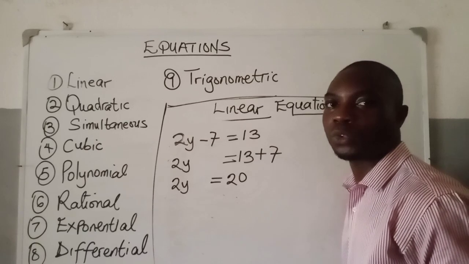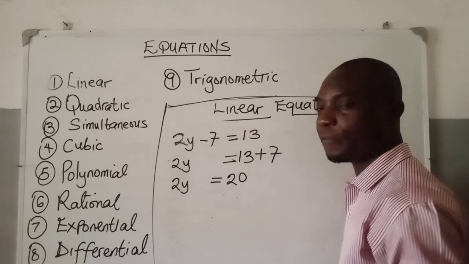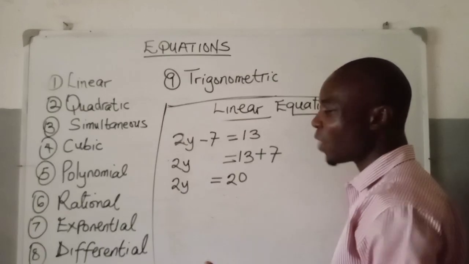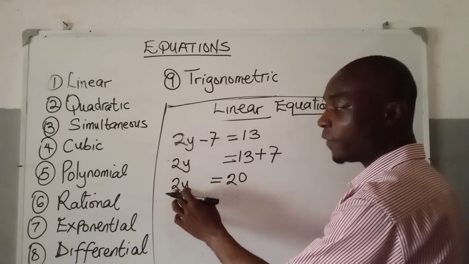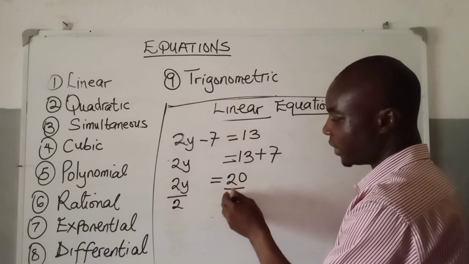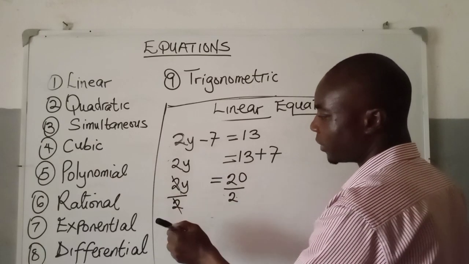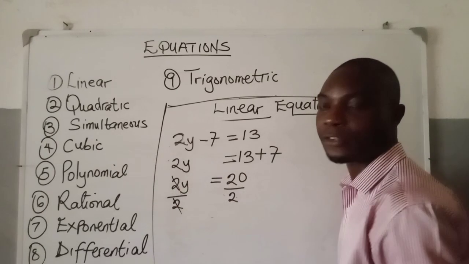So the next thing I'll do is to divide both sides of the equation by the coefficient of our variable, the coefficient of y, which is 2. So I'll say divide by 2, and this side divide by 2. So I can now cancel out. This 2 cancels out this, and our y is free.